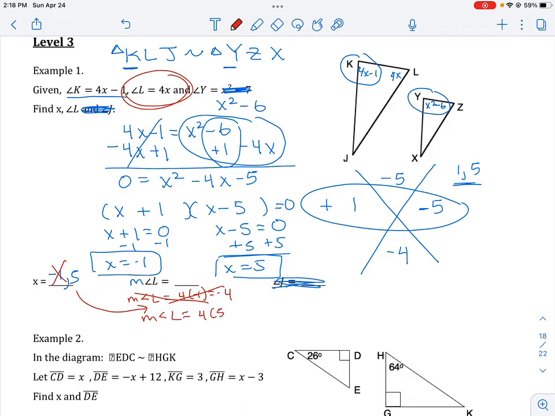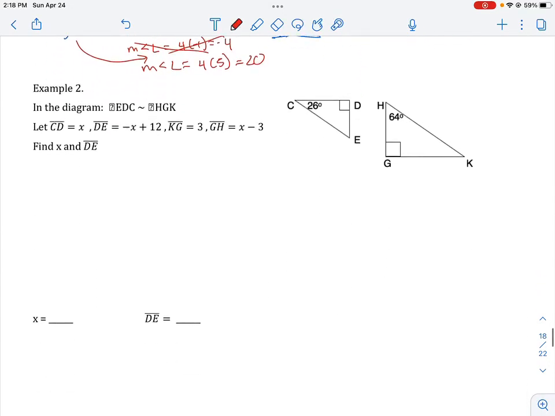So if I do 4 times 5, I get 20. So 20 is the only answer that works. So that's what I'm looking for. Okay, let's try the next one.